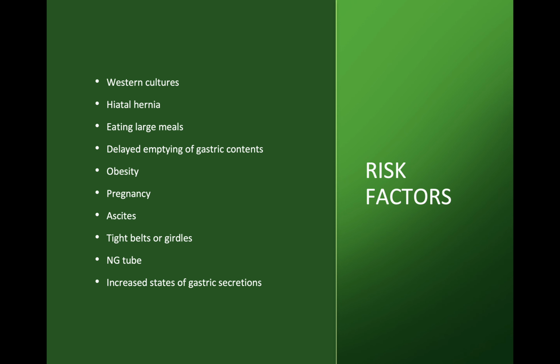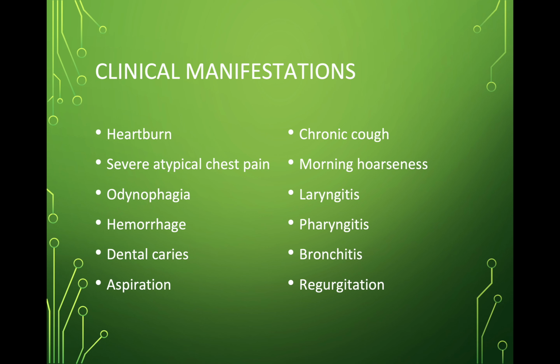NG tubes, you guys learn about that in skills lab, and that is a tube that goes down the esophagus and into the stomach, and guess what sphincter it has to pass through? The lower esophageal sphincter. So when we put a tube through that, the sphincter is not allowed to completely close, and so patients who have an NG tube are at risk for GERD because of that. As I said, this is your typical heartburn.